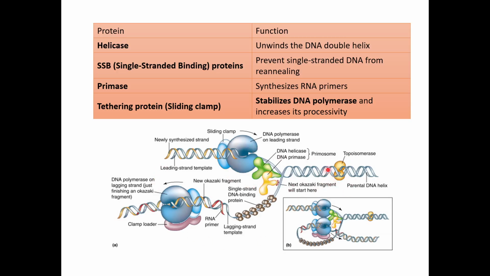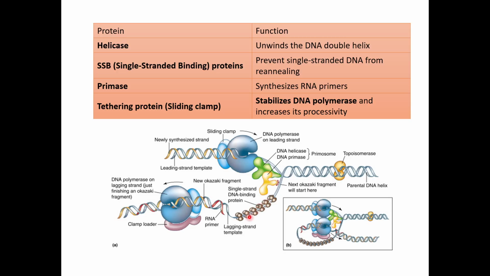So this is how a replication fork looks. We have the helicase which has unwound the DNA. You can see the double helix has become single stranded here. Then we have DNA pol, so DNA pol on the leading strand, and DNA pol on the lagging strand. In the leading strand, we have continuous synthesis of the new strand. In the lagging strand, we have Okazaki fragments, which will be later joined to each other.